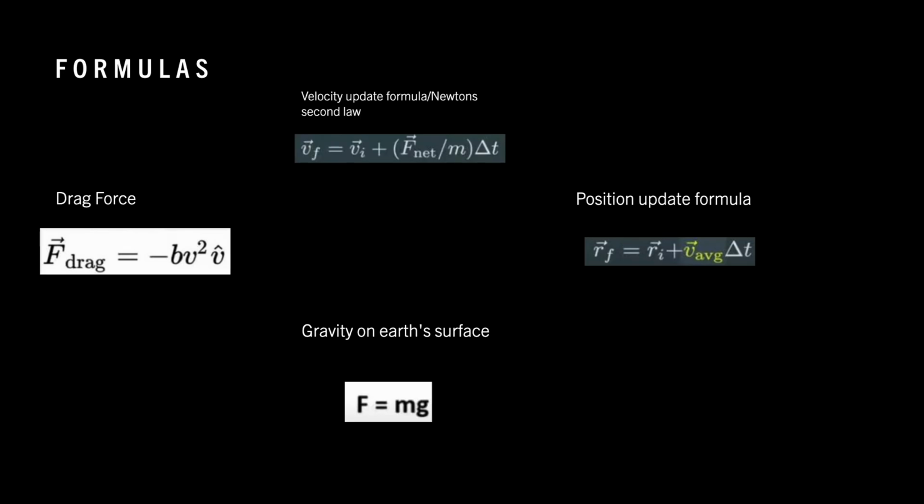Formulas. Some of the formulas we used were the velocity update formula to help calculate the speed of the ball at various time frames, position update to calculate the position of the ball with a changing velocity, F equals mg for gravity, one of our forces, and then drag force, our other force, which would be needed when we found our proportionality constant later on.